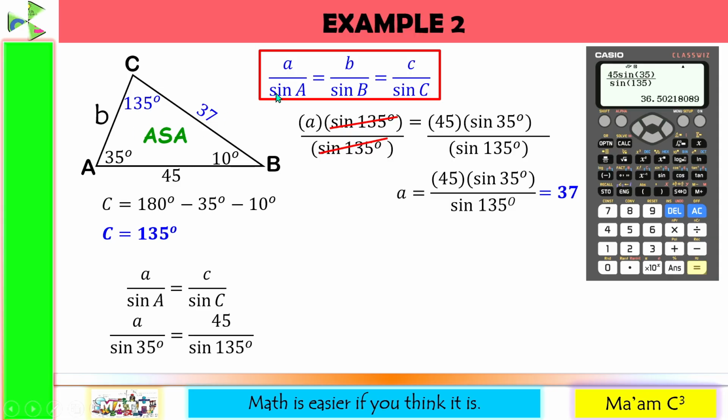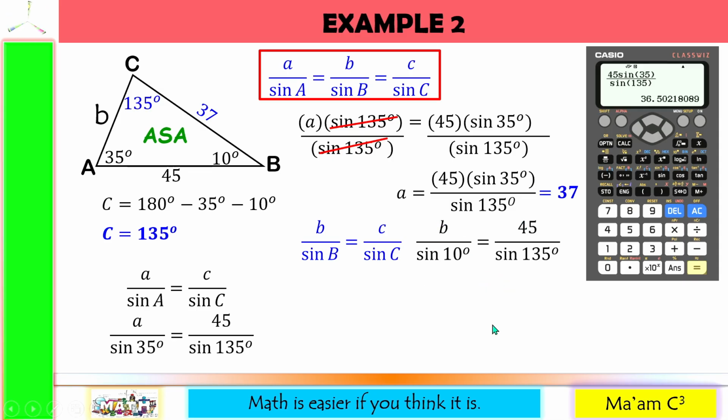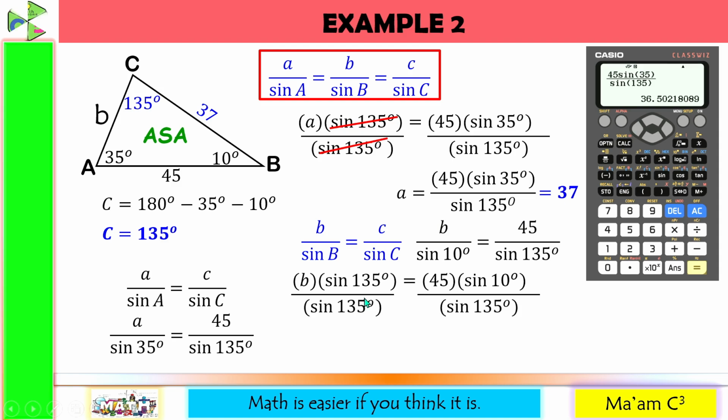So I'm going to use B over sine B is equal to C over sine C. Let us substitute. Side B is missing. Angle B is 10 degrees. C is 45 and angle C is 135 degrees. Cross multiplication. Divide both sides by sine 135 degrees. This will cancel out. So B is equal to 45 times sine of 10 over sine 135.